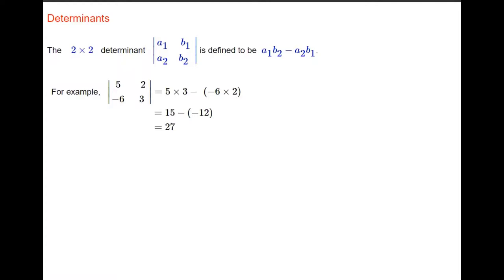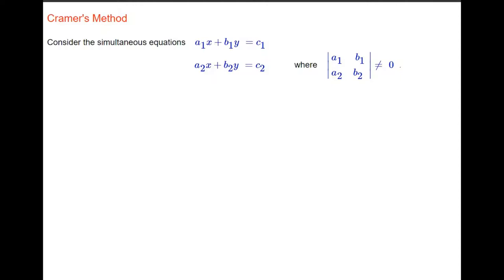And another example, the determinant of 4, 6, 6, 10: 4 times 10 minus 6 times 6, that's 40 minus 36, which is 4. We will now look at a method of solving simultaneous equations which uses determinants. This is called Cramer's method.